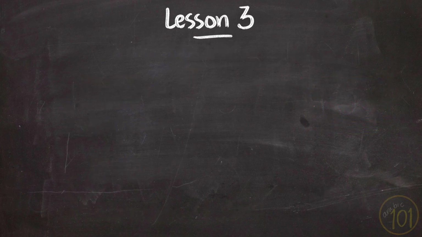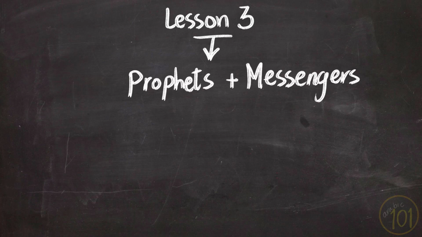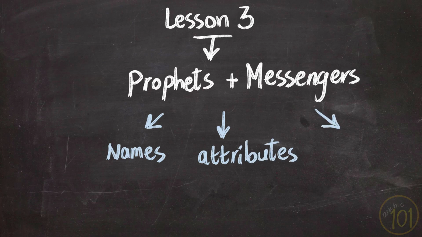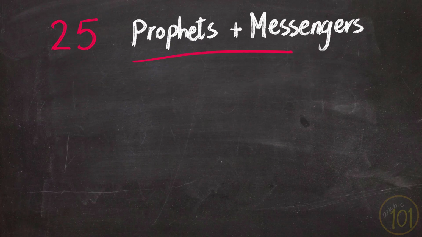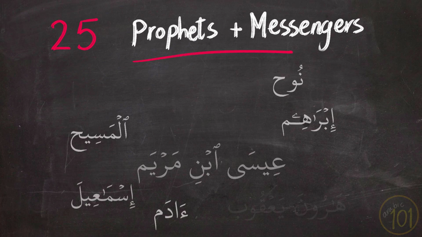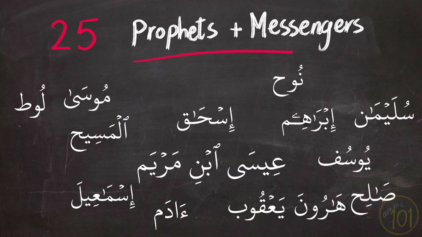And in this lesson, Lesson 3, the main focus will be the most frequently mentioned prophets and messengers, their names, attributes, and their tribes. And out of thousands and thousands of prophets and messengers, only 25 were mentioned in the Holy Quran. And I chose to list the most frequently used ones.